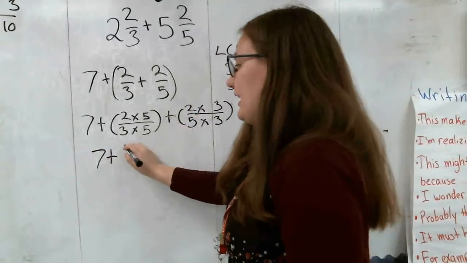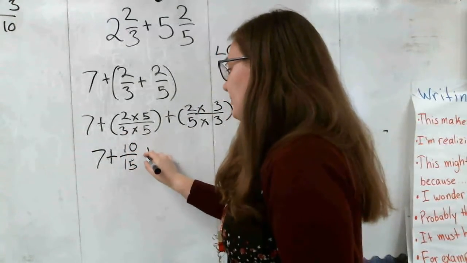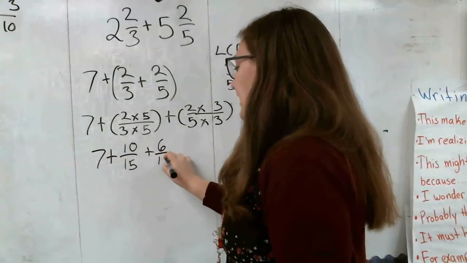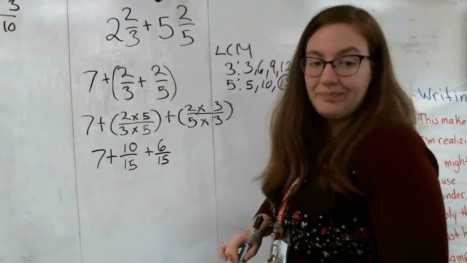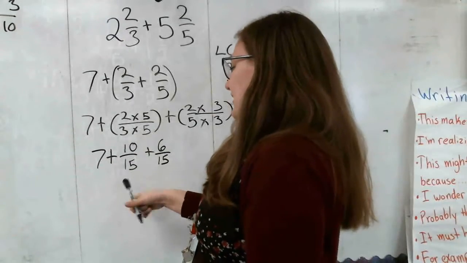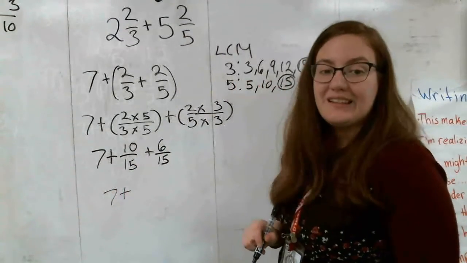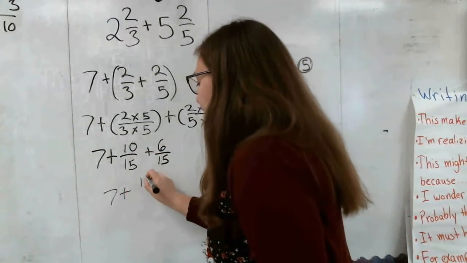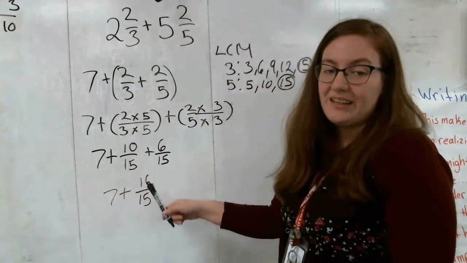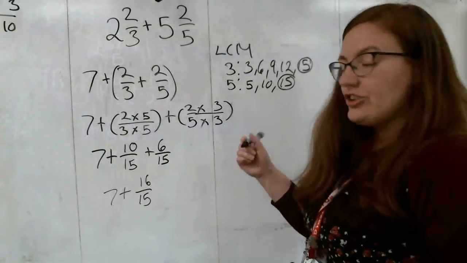So I have 2 times 5, that gives me 10. 3 times 5 gives me 15. Then I have 2 times 3, which gives me 6. And 5 times 3, which gives me 15. And you might notice we're about to run into our problem again. So we have 7 plus 10 15ths plus 6 15ths. So I have 7 plus 16 15ths. And I don't really like this because, again, this is an improper fraction. So I need to change it.